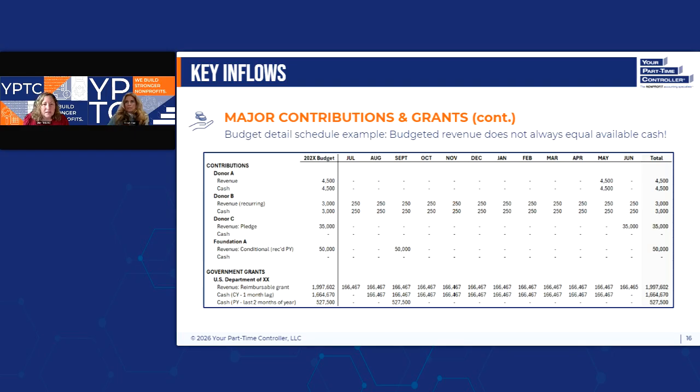So for instance, contributions and grants may be recorded as revenue before cash is received, which would be the case for pledges and multi-year gifts, like in our example here for donor C.